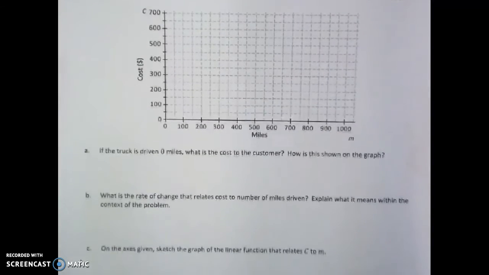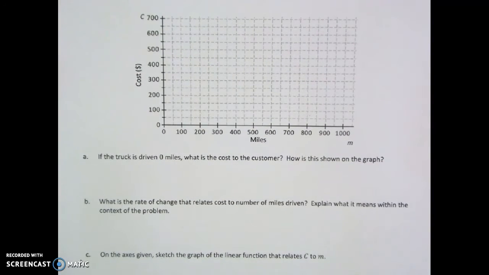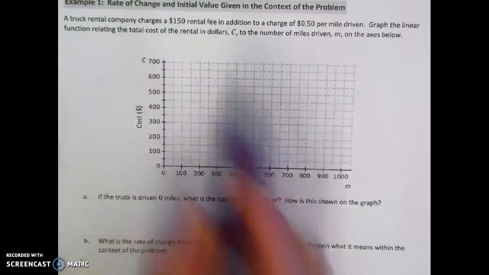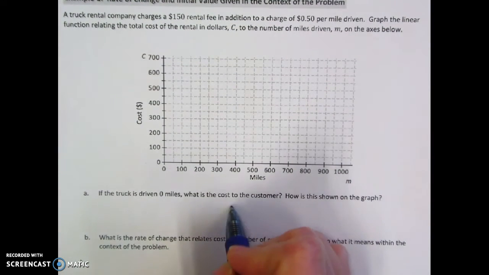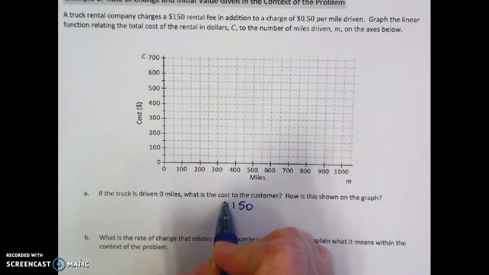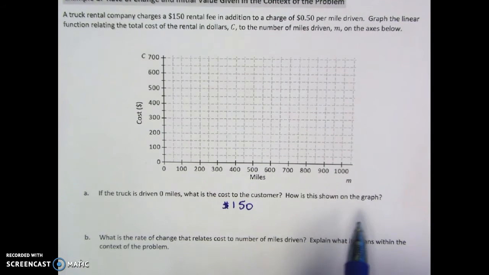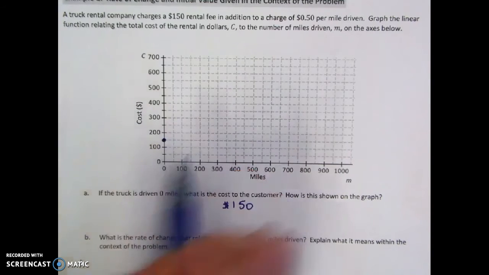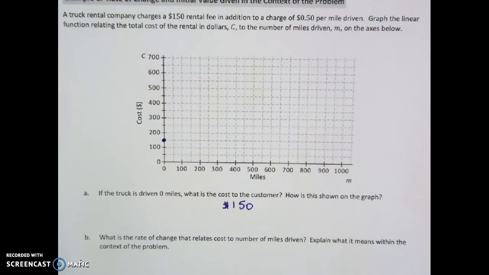Looking at question A, if the truck is driven 0 miles, what's the cost to the customer? Well, if you just rent the truck and you don't drive anywhere, you have to pay $150. So the cost would be $150. How is this shown on the graph? Well, at 0, you would go up 150. It would be your y-intercept.